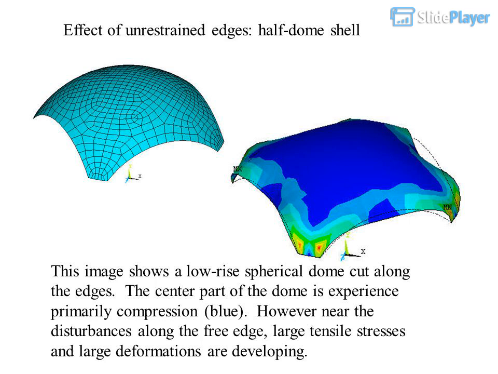Effect of unrestrained edges, half-dome shell. This image shows a low-rise spherical dome cut along the edges. The center part of the dome is experiencing primarily compression, blue. However, near the disturbances along the free edge, large tensile stresses and large deformations are developing.